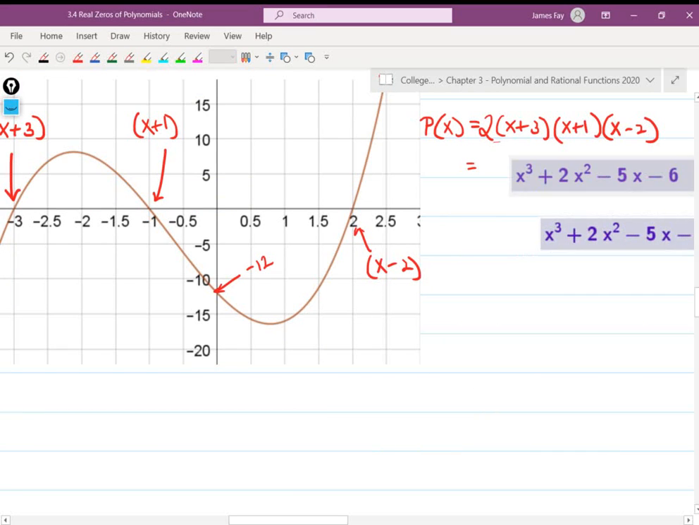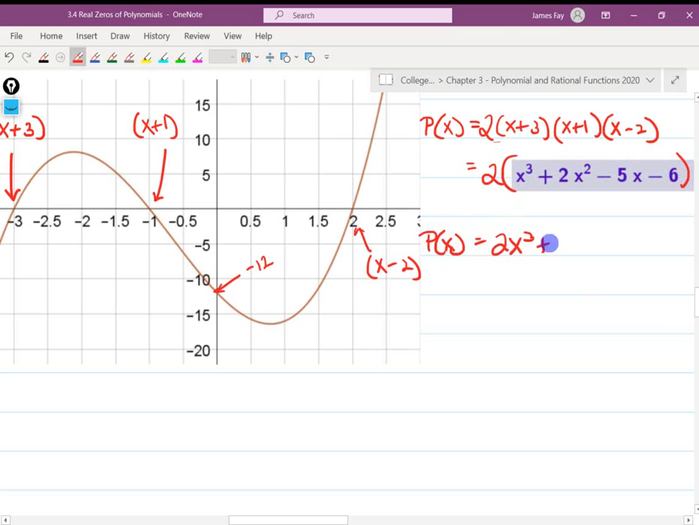So remember, that is what we would have had by just multiplying the linear factors out. Then we need that a term to be 2. So the p of x we would really be interested in here is 2x cubed plus 4x squared minus 10x minus 12. That's one way of doing it. Now I like this because they give me essentially an ordered pair here, 0, negative 12.